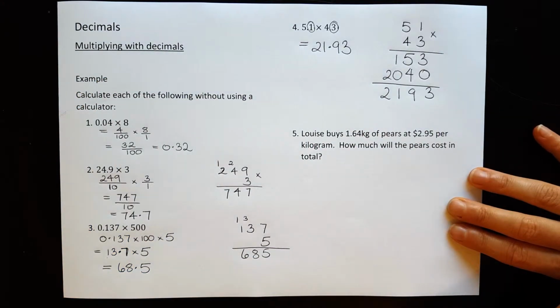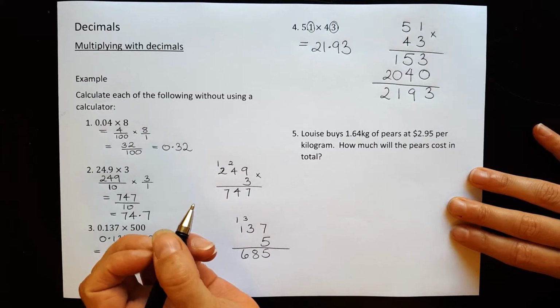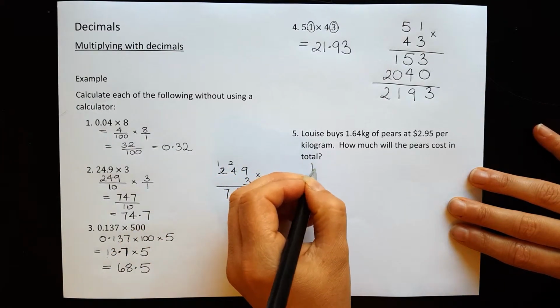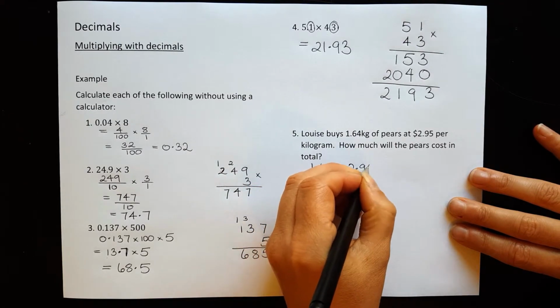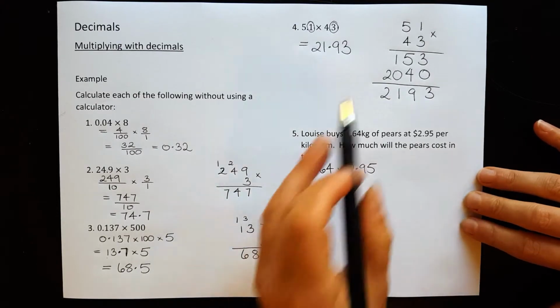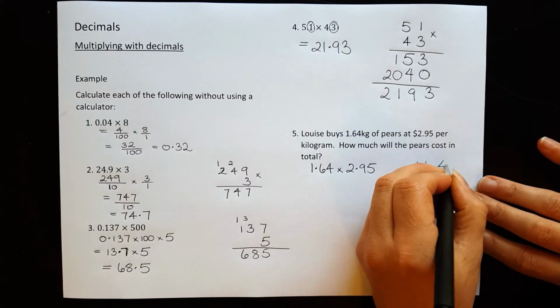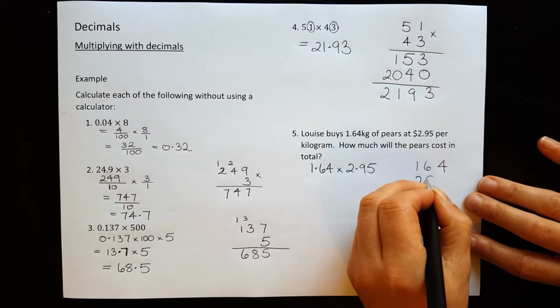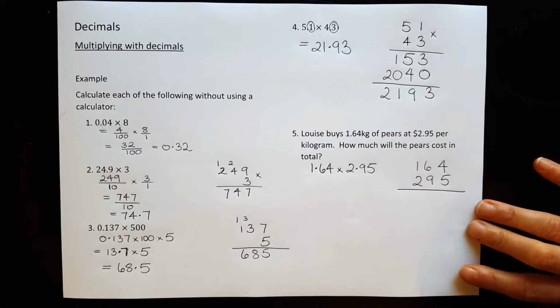All right, question 5. Louise buys 1.64 kilograms of pears at $2.95 per kilogram. How much will the pears cost in total? We want to multiply 1.64 by 2.95. It's going to be a big multiplication. So let's do it like this one. Ignore the decimal places. 164 times 295. Multiplying, we have a 3-digit multiplication here.